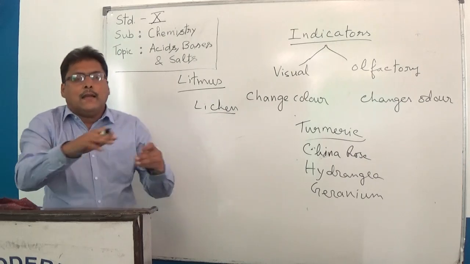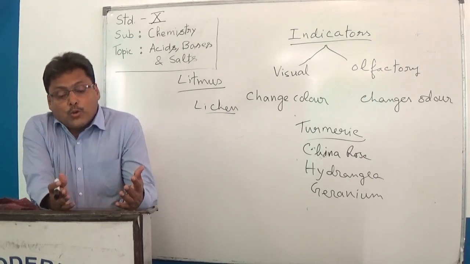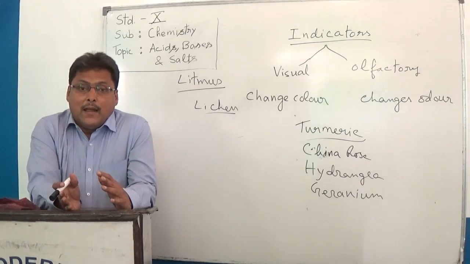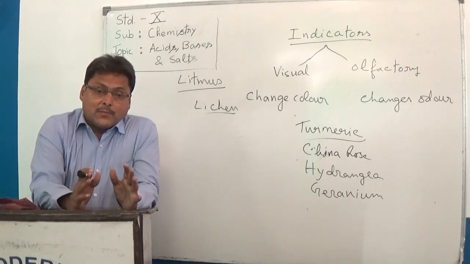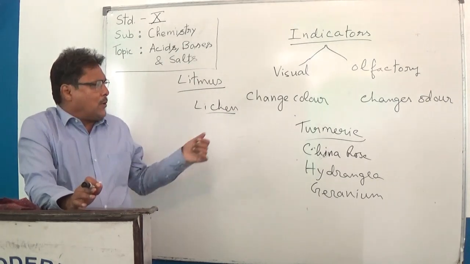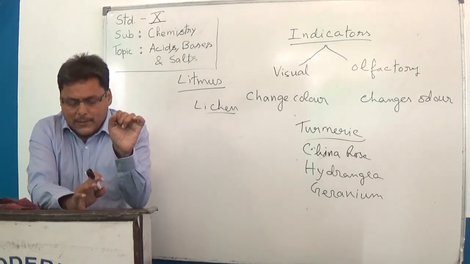It is naturally purple in color, but of course when it is put into acid, it turns red, and in base, it turns blue. Let's learn a few things about this lichen and litmus by a slide. Please look at it.